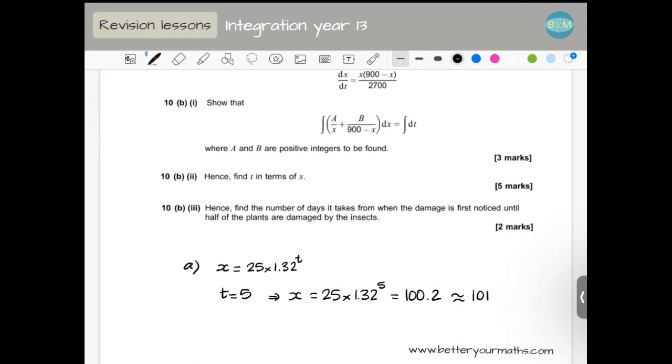So I have 100 plants ill or dying or whatever they are doing with the insects. Does it make sense? Please, with modeling questions, think that having maybe a portion of something damaged, it could be that you have to consider the thing damaged. So please look at the rounding. So we have 101 plants damaged by the insects.